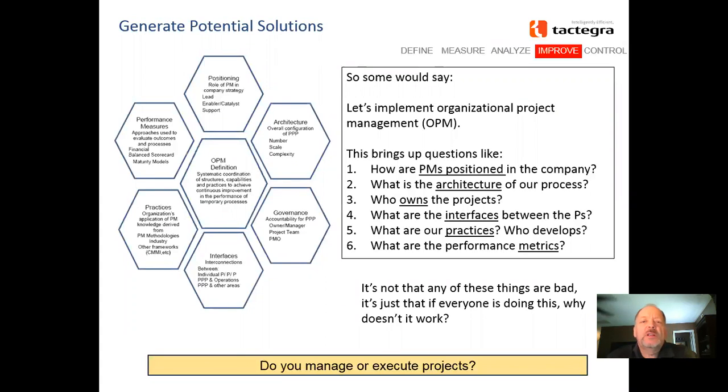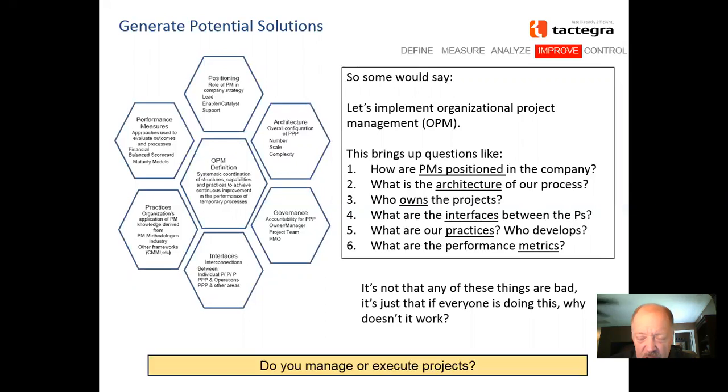An organization, or PMI, might say you should implement organizational project management. And when you do that, you start to ask things like, how are PMs positioned in your company? Who owns projects? What are the interfaces between the P's, meaning programs, portfolios, and projects? What are the practices and who develops them? Who owns them? What are the performance metrics? It's not that any of those things are bad, or that implementing organizational project management is bad. But if everyone's doing it, everyone has a PMO, why isn't it working? Why do all these projects still fail?